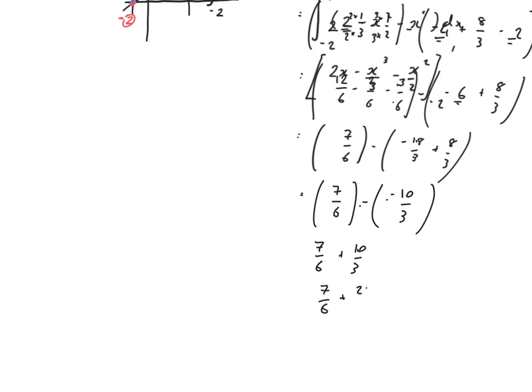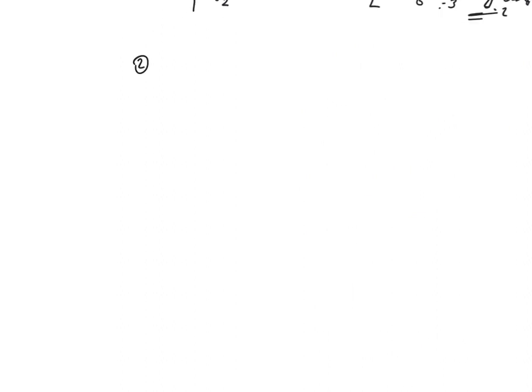7/6 plus 20/6, and that is 27 over 6. I can divide top and bottom by 3, and that will give me a final answer of 9 over 2 square units. Okay, let's try an example 2.